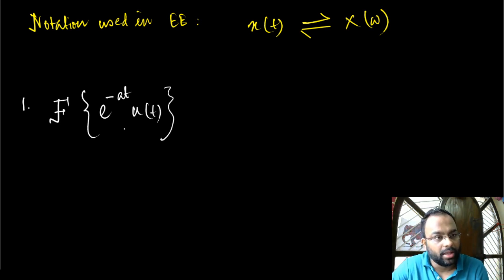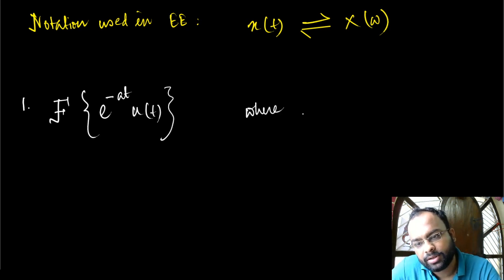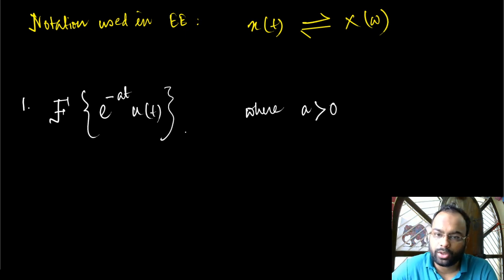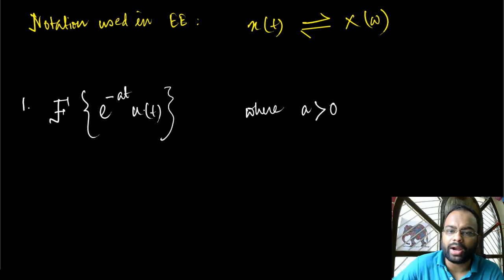And again, there are conditions. For this signal, I am explicitly putting up a condition, this condition where a is greater than 0. Of course, you can understand that unless a is greater than 0, this signal is unbounded. We discussed this while discussing power and energy signals.